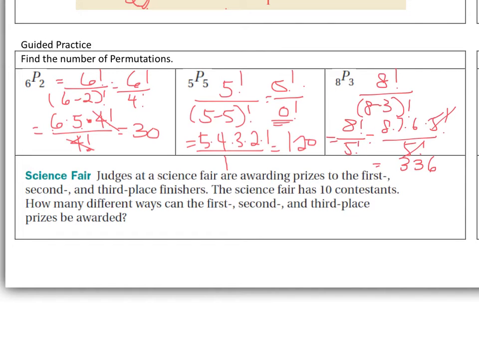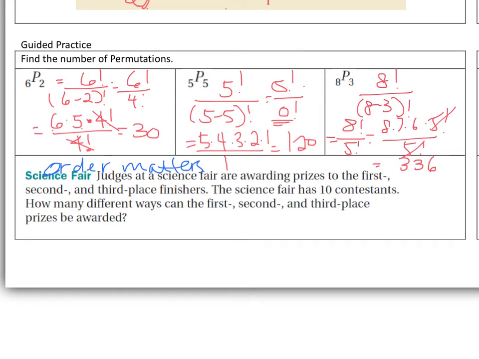Okay, now that you understand how to calculate a simple permutation problem, we can apply this formula or this concept to a word problem, which makes this more interesting. Science fair. Judges at a science fair are awarding prizes to first, second, and third place finishers. And in this scenario, order really matters. So I want to write that down. Order matters. So we need to use permutations.